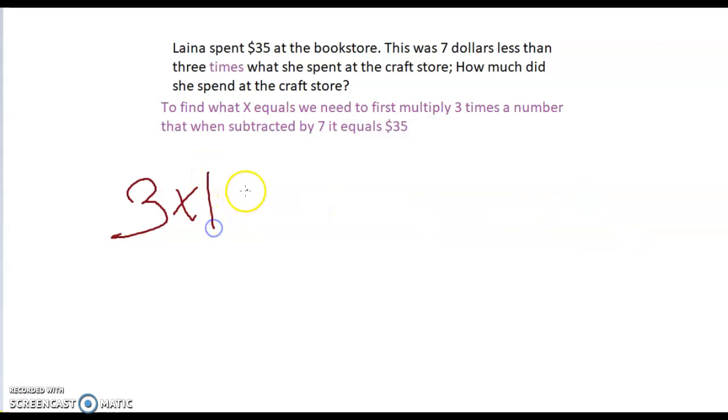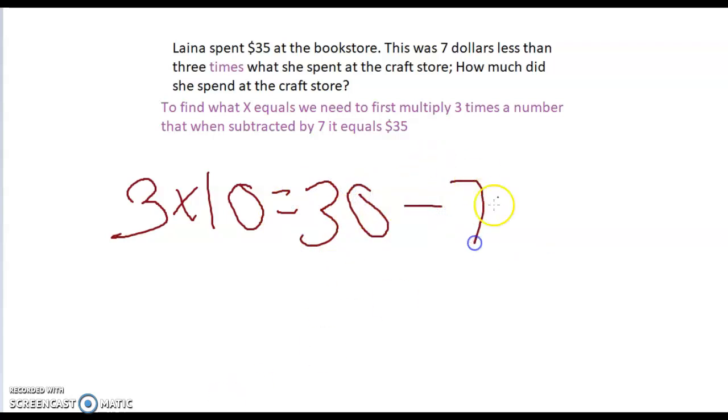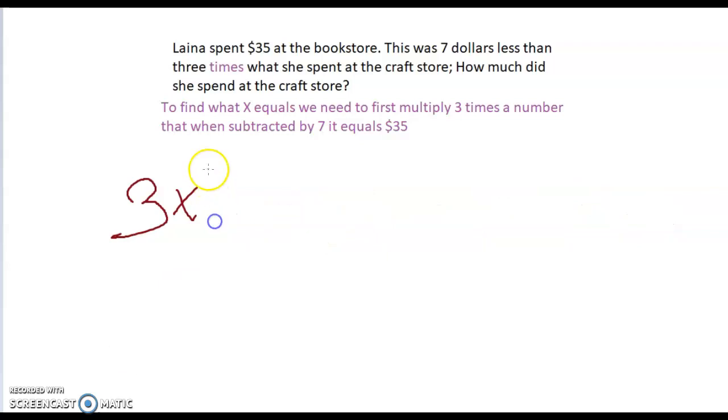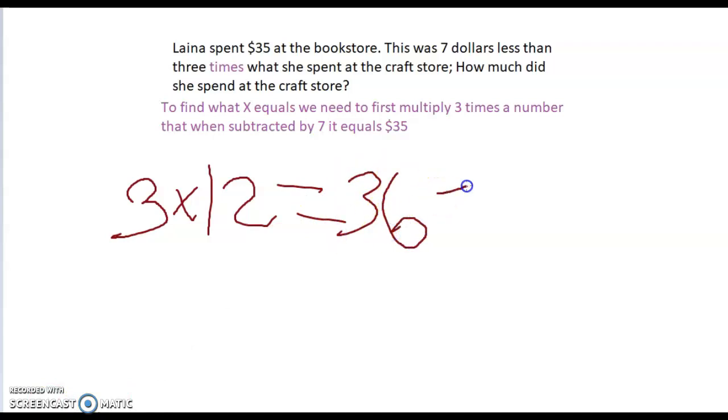Okay, so first we're going to try 3 times 10. That equals 30. Subtracted by 7 equals 23. Not quite there yet, so we're going to try a number a little higher. All right, let's try 3 times 12. 3 times 12, 36. Subtracted by 7, we only have 29. We're getting close though. So we're going to try one more number a little higher.